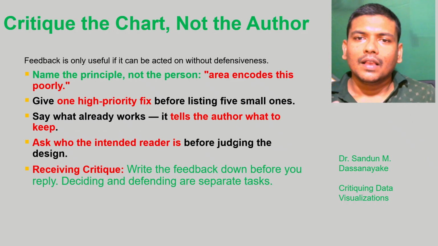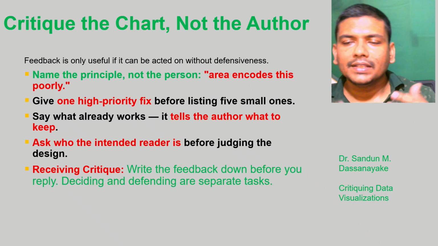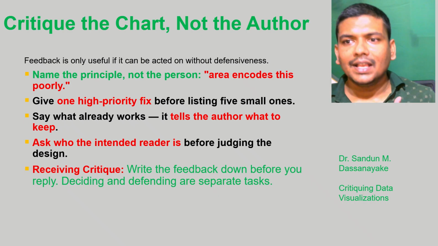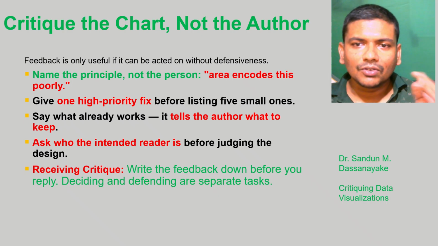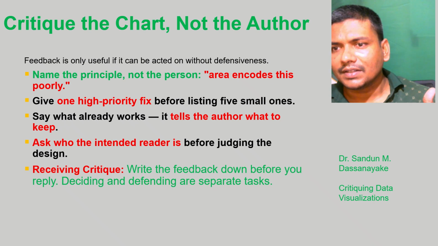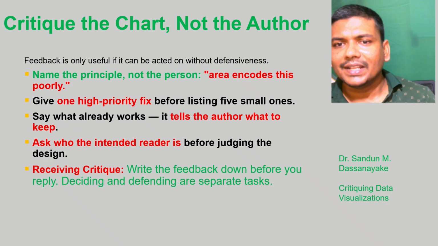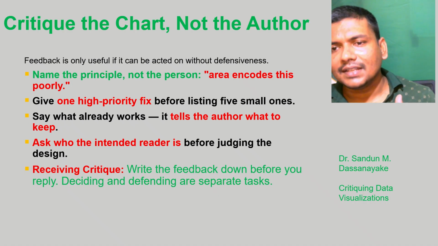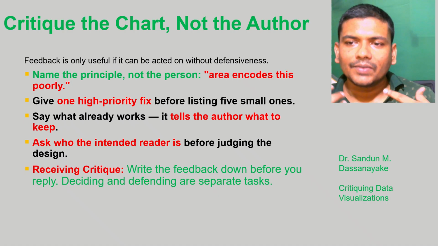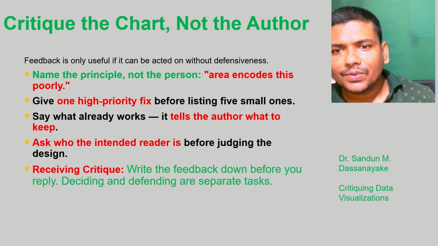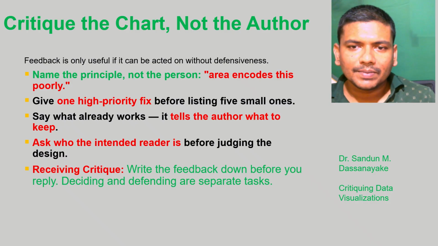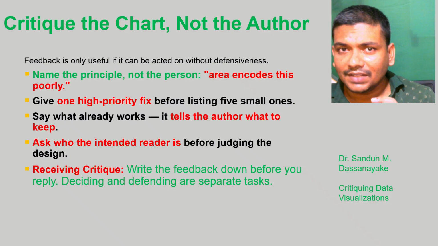Use the phrase bank. Some practical craft. Naming the principle rather than the person is not softness, it is accuracy, because the encoding really is the thing misbehaving. Prioritize ruthlessly. One high priority fix delivered clearly beats a list of eight, which reads as an attack and gets ignored wholesale. Always state what works, partly so the author does not accidentally delete the good parts in the rewrite. And ask who the intended reader is before you judge anything, because a chart for a domain expert and a chart for the public are different objects.